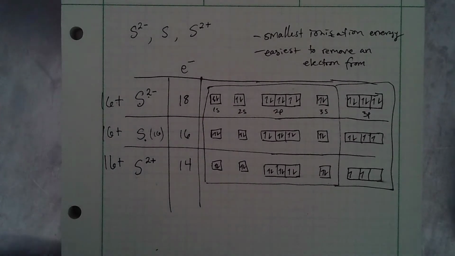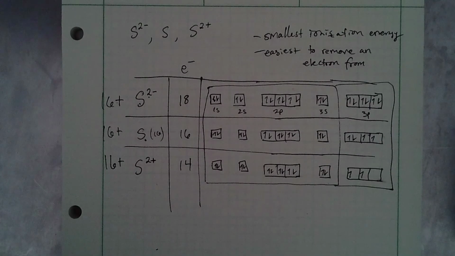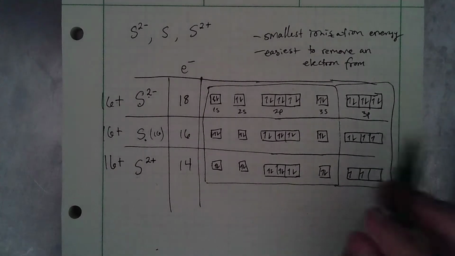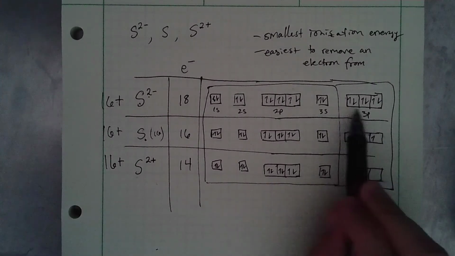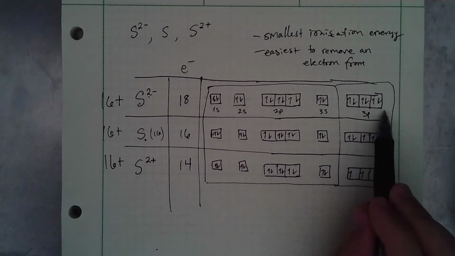Okay, so let's think here. In which of these cases would it be easiest to remove an electron? And we're talking about a valence electron when we say that. So, in which of these situations would it be easier to remove an electron? Kind of difficult when you think about it. You could make an argument that perhaps here it would be easiest.